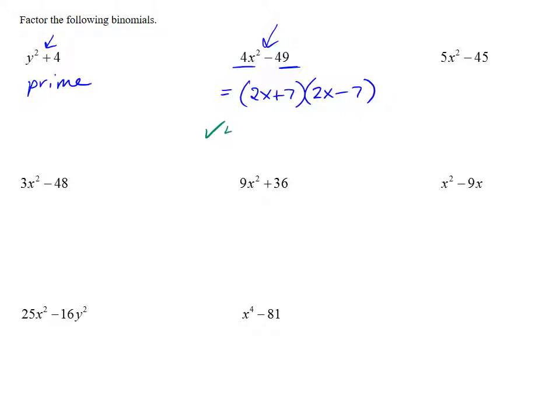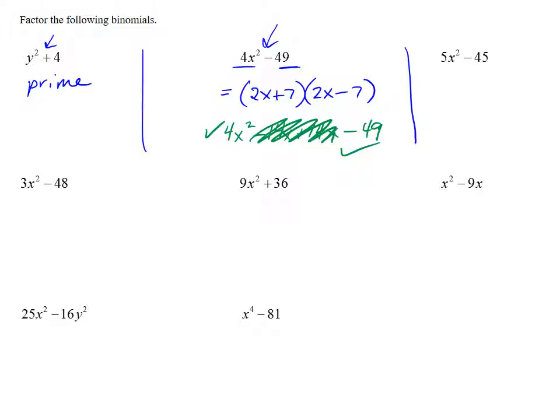2x times 2x is 4x squared. Outside is negative 14x. Inside is positive 14x. And the last term is negative 49. There's a positive and a negative middle term, so they add up to 0. There's where we started. So we had one sum of squares, one difference of squares. Let's look at the next one.